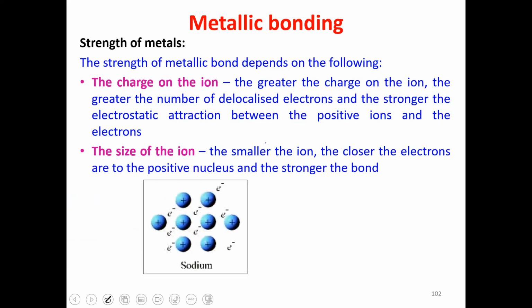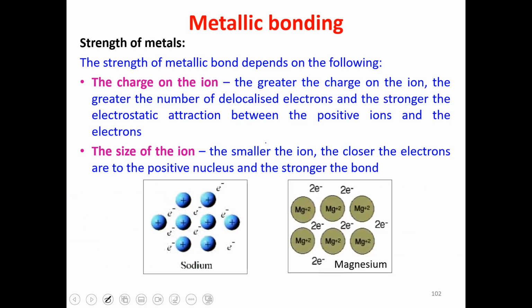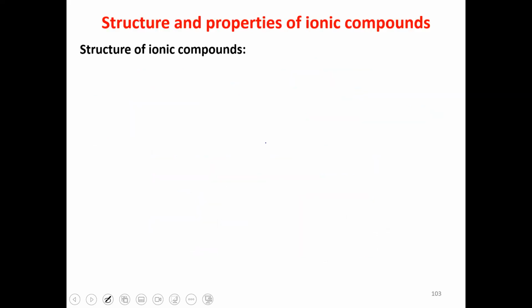Look at this structure, sodium and magnesium. Can you predict who will have a stronger metallic bond, Shahid, sodium or magnesium? You can always look at the screen. Magnesium, because it has more delocalized electrons per ion. Yes, it has more delocalized electrons per atom.